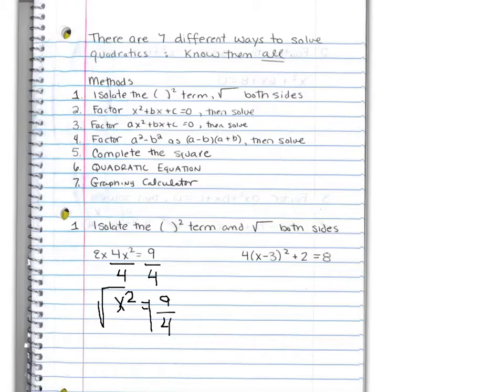I square root both sides. On the fraction I square root both the top and the bottom. I end up with x equals plus or minus 3/2.